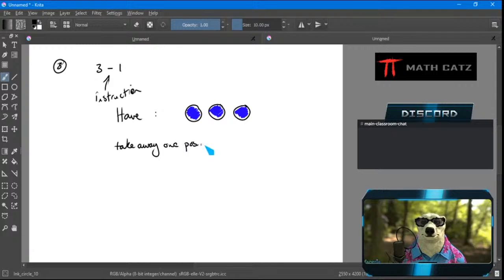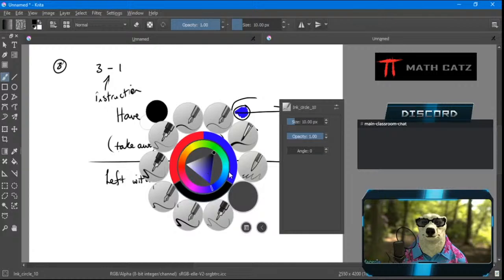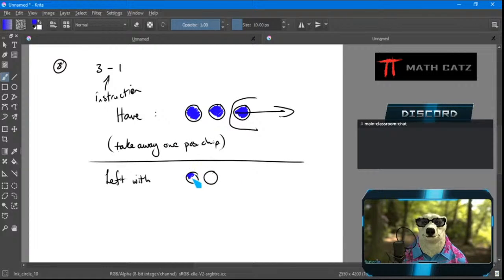1 positive chip. Then I go and do that. You're gone. Take it away. It's gone. And then I say I'm left with, obviously, you can see it on the table, if you act this out, 2 positive chips.